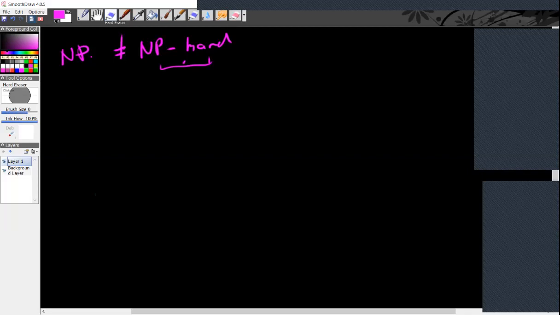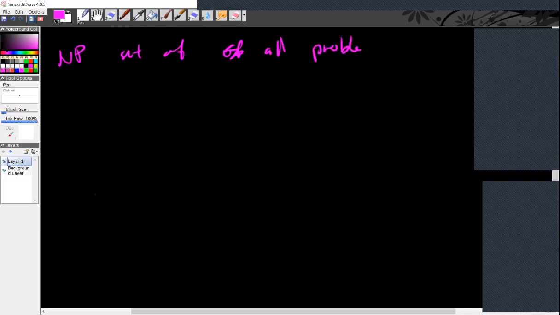Okay, so NP is a different set. NP is kind of interesting. NP is actually the set of all problems that can be verified in poly time.